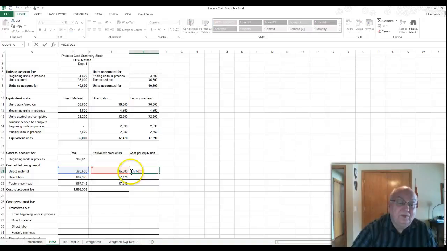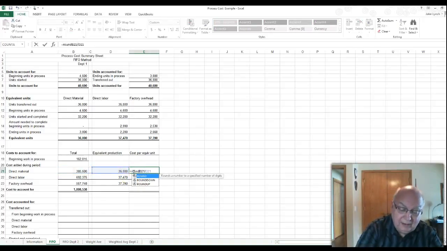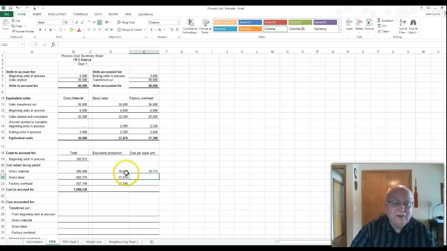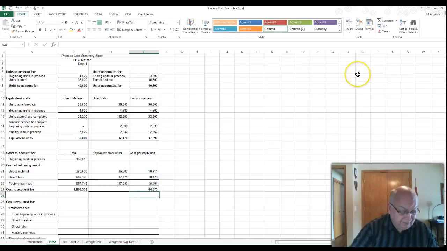I have mine set for 3 decimal places, but to be more accurate, let's round to 3 decimal places, and make sure you know what they want. And then all you have to do is copy this down. There it goes. And then we'll add that up also, which gives you 44,373.